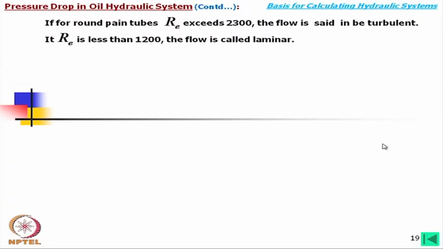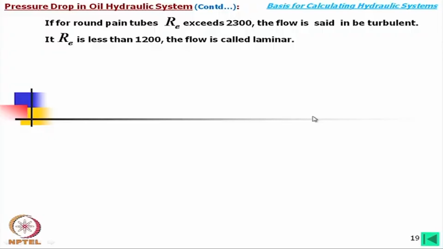Now, if the Reynolds number is less than 1200, the flow is called laminar. Then there is a question: if it is between 1200 and 2300, what should we consider? There, depending on other factors, it can be decided whether the flow is laminar or turbulent within that range, but we are not going through such details here.